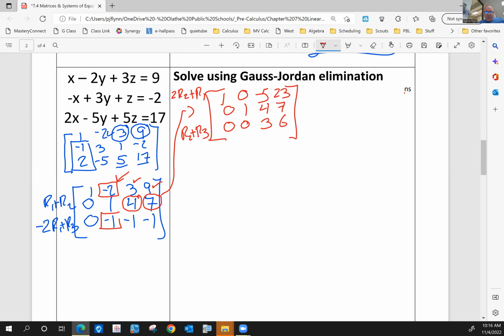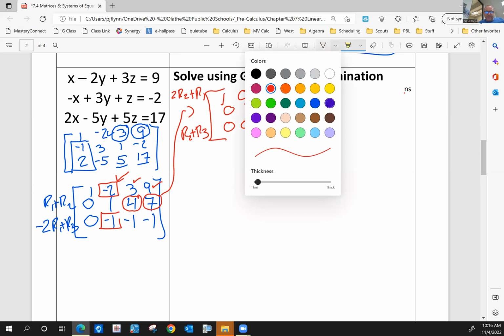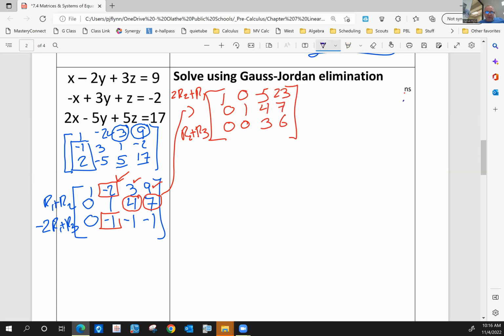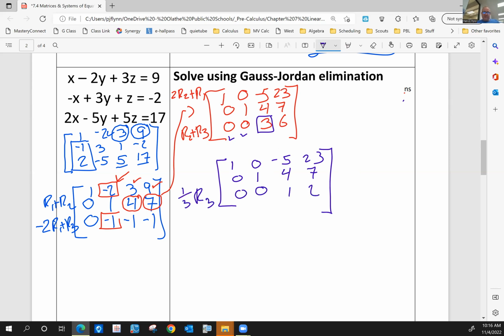Now the first column is done. The second column is done. Third column, we need to get this number to be a 1. So I think we might divide that last row by the number 3. So if I divide the last row by 3, we get this. Now all it's doing is to get those two numbers to be a 0, and we are done.